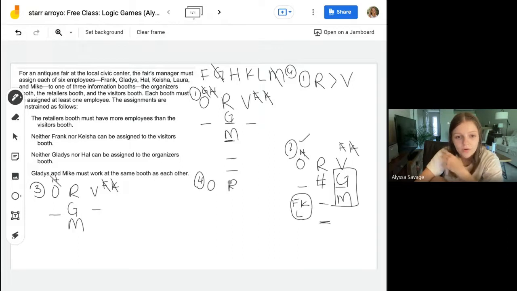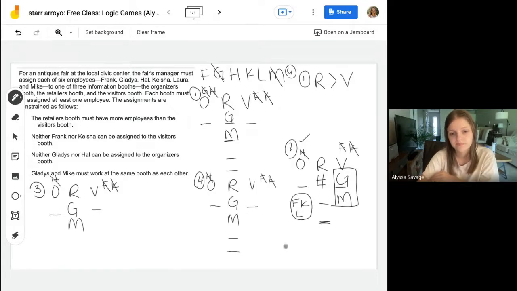The reason why I'm making another world is if I put F and K both into R, it's going to force H and L to go somewhere, because H can't go in O. But if I put F and K one in R, one in O, H still has a little bit of flexibility. It's not forced to go anywhere. Because it creates 2 options for me, I'm going to create 2 worlds. I'm going to have one where F and K are both under R, and one where F and K are split between O and R.